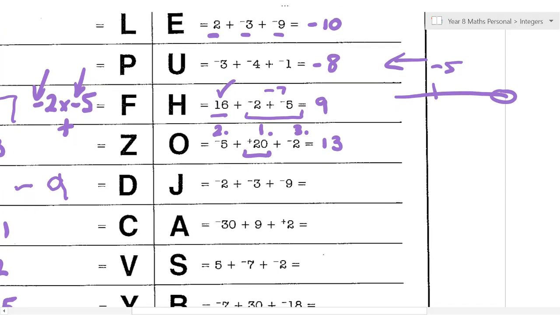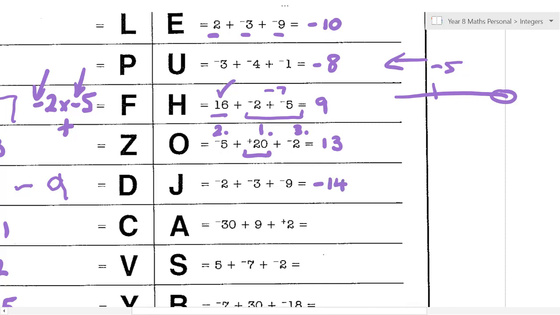Okie dokie. Now, what is this? You can shout out the answer to this. -14. Another thing you could do, because they're all negative, you could add 9, 3, and 2, which is 14. And then, of course, we know it's going to be negative. So the answer is -14.